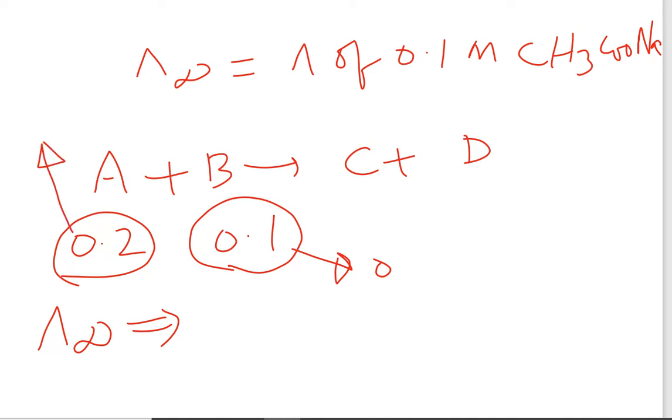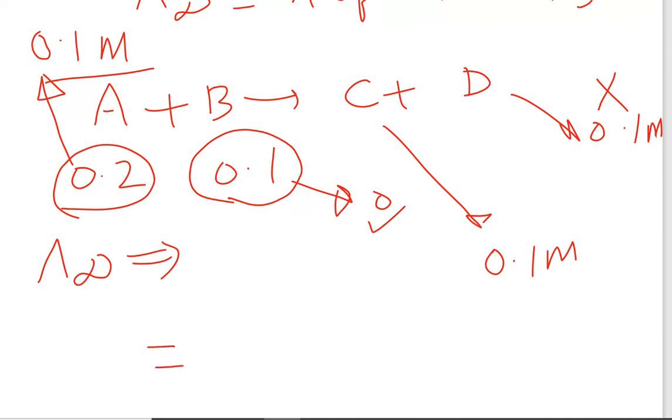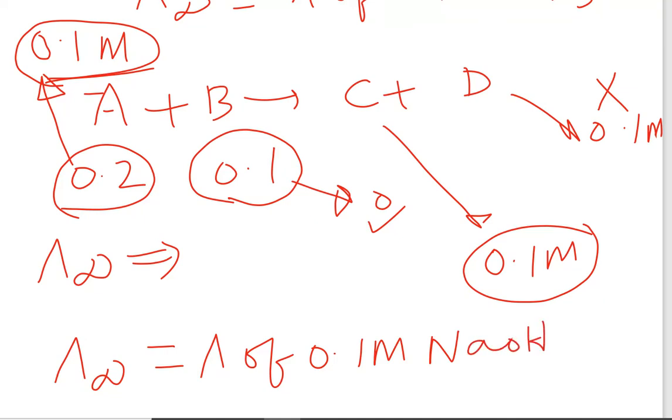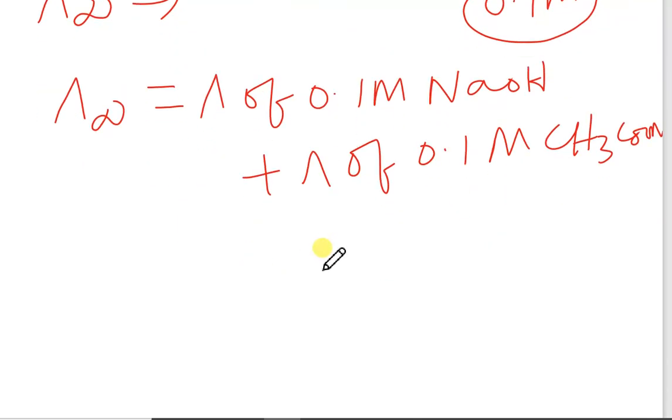So you will have leftover 0.1 molar NaOH, A, and then sodium acetate, one to one, again 0.1 molar. D is also 0.1 molar. D is ethanol, no conductivity. This one is 0. Now lambda infinity will be the conductivity at 100% conversion. So you have 0.1 molar sodium acetate and leftover 0.1 molar NaOH. In this case, lambda infinity will be lambda of 0.1 molar NaOH plus lambda of 0.1 molar sodium acetate. This is the way to find lambda infinity if they are not in equimolar condition.